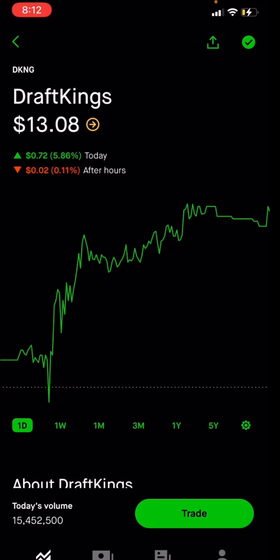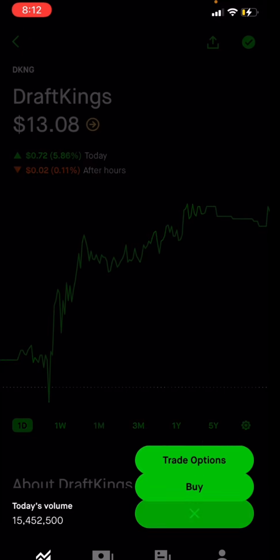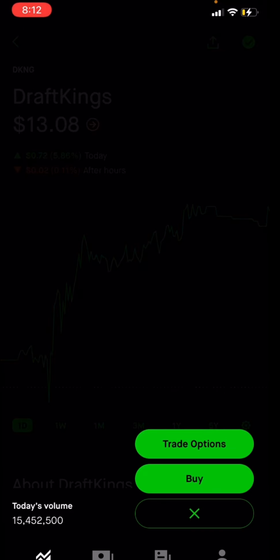And right now, they are at a total of $13.08. So if I wanted to play an option for this trade, I would simply look at the bottom right and click on this trade button. Once I click on that, it's going to give me two options, whether to buy shares of this company or to trade options of this company, right? So we're looking to trade options. So from here, I'm going to click trade options.